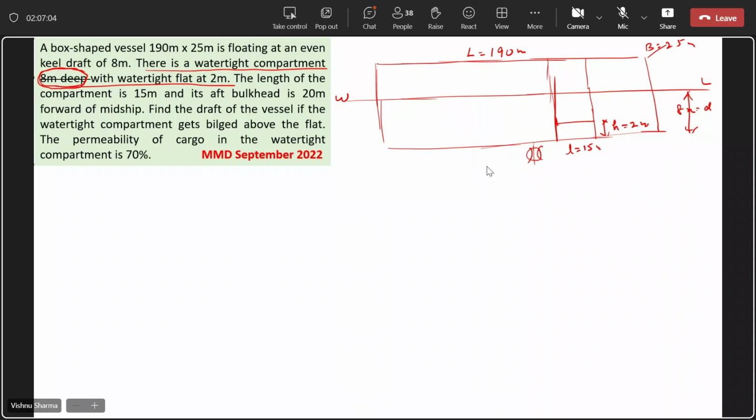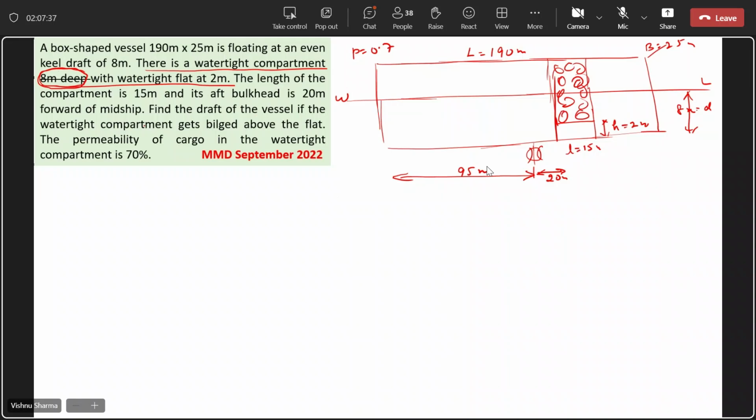Okay, then this distance is 20 meters. Obviously, this distance is then half the length. This distance will be 95 meters. So total will be 115. Please correct me if I'm making any mistakes. And it has a permeability of 70%. So there is cargo here to the full height. There is nothing at 8 meters deep. There's no relevance of that. Permeability is 0.7.